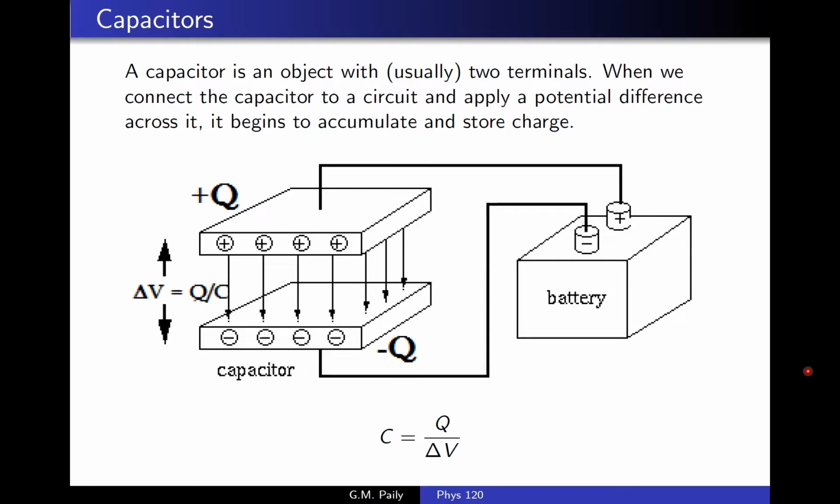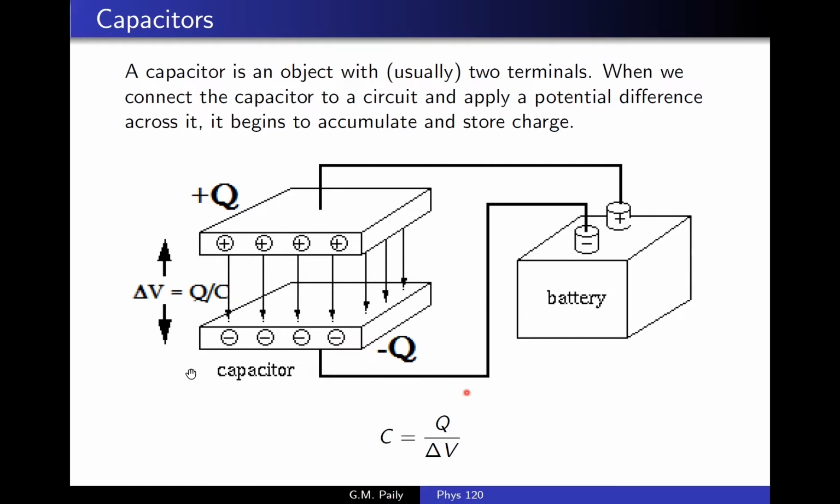Typically, a capacitor will consist, as I said, of two conductors. One will end up with positive charge and the other with negative charge, and they will both have the same magnitude of charge. So one is plus Q and one is minus Q. And there will be an electric field established between them. We know that wherever there's an electric field, there must be a potential difference. And we define the capacitance simply by the ratio of the charge stored Q over the potential difference delta V.